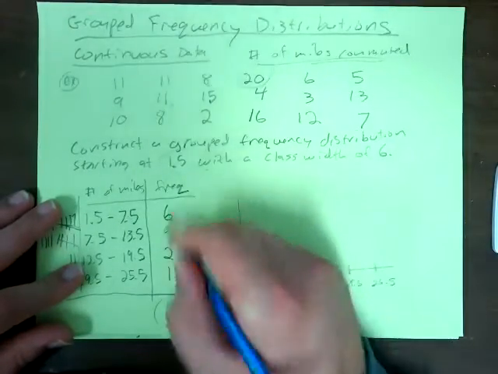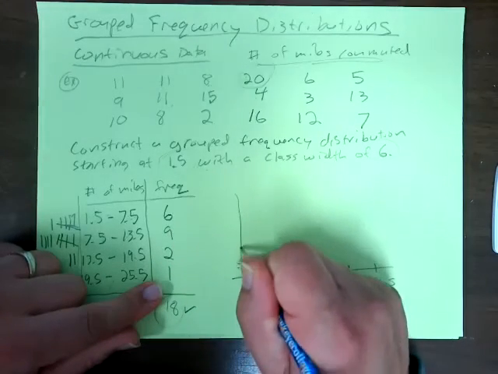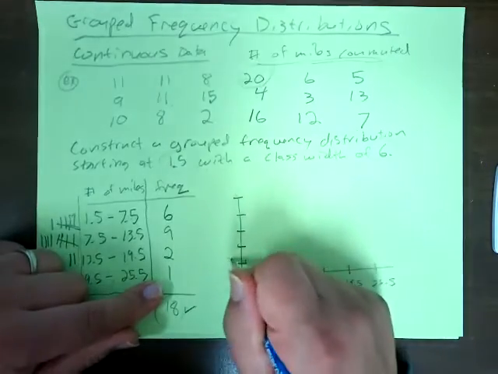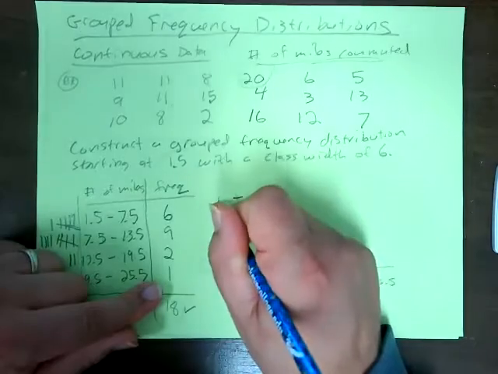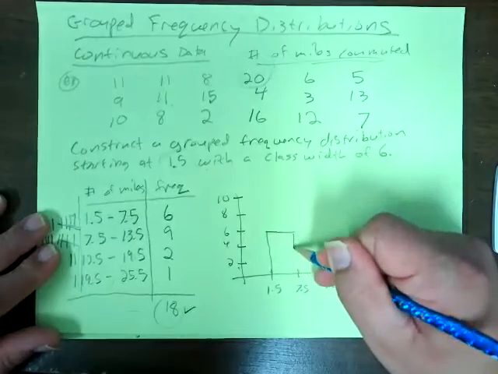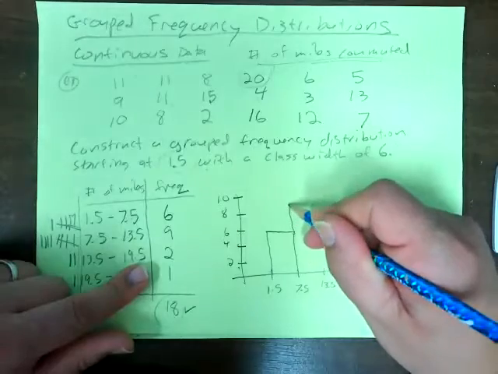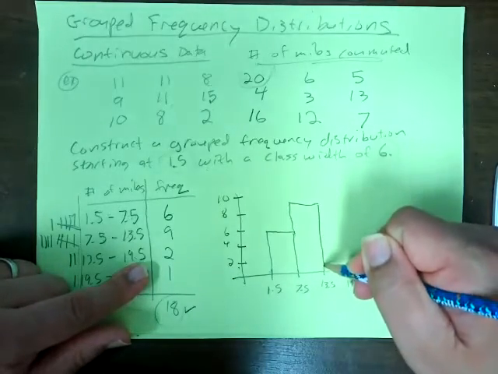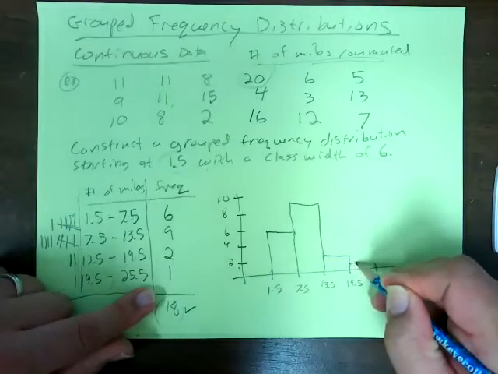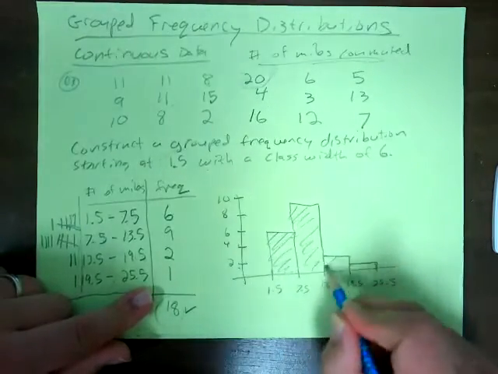And actually I need to put my frequencies here. They go up to 9, so I think I'm going to do 2, 4, 6, 8, 10. So this one will go up to 6, all the way up to, but not including the 7.5 here. So that would be that. This one goes up to 9. And this one goes up to 2. And then this one goes up to 1. And then you could shade these in.